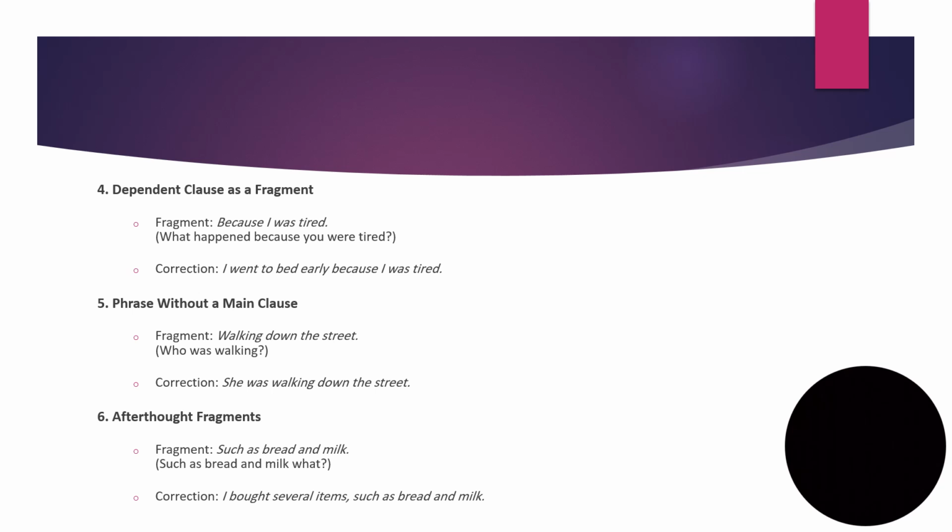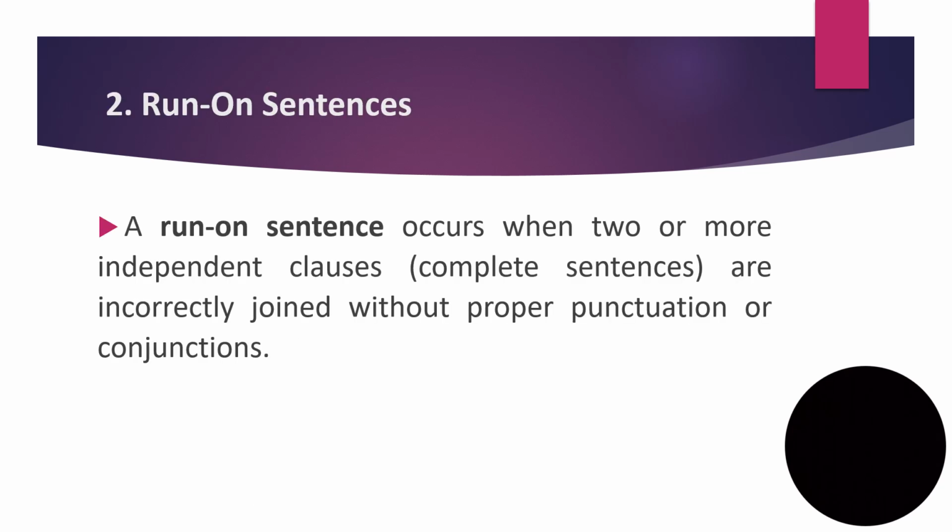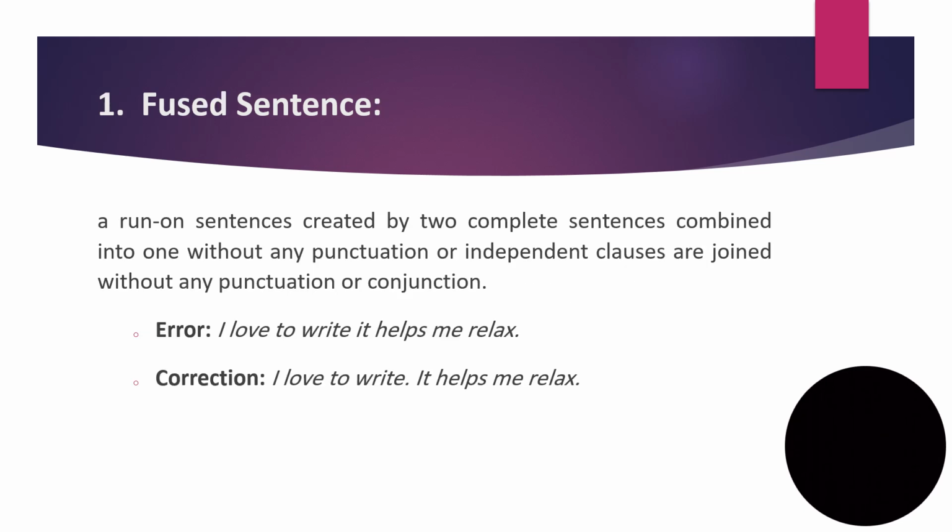Now, run-on sentences. A run-on sentence occurs when two or more independent clauses, i.e., complete sentences, are incorrectly joined without proper punctuation or conjunctions. Types of run-on sentences. First, we have the fused sentence.